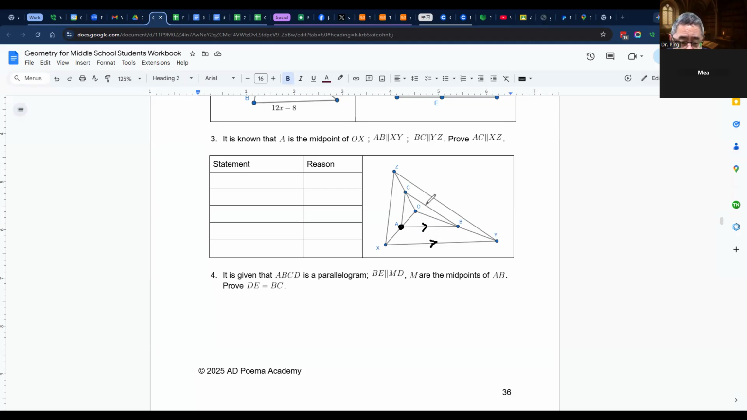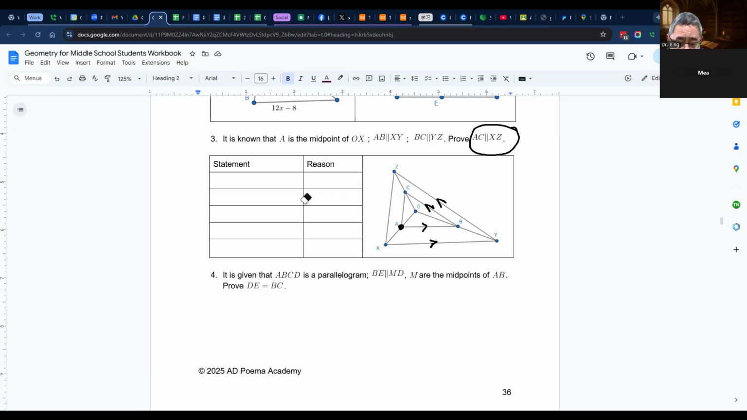And BC is parallel to YZ. And AC is parallel to XZ. Oh, so we're going to prove that AC is parallel to XY. So that's going to prove.